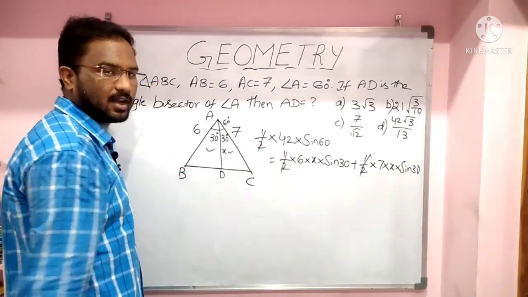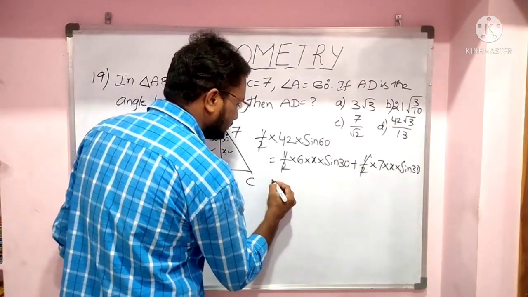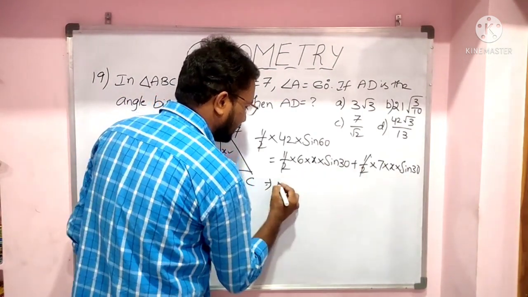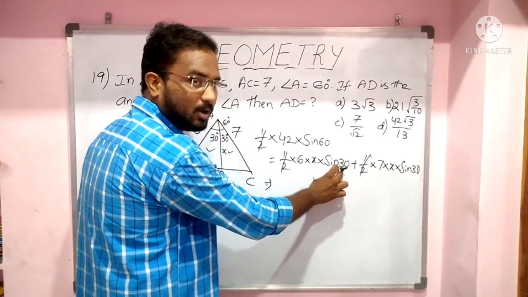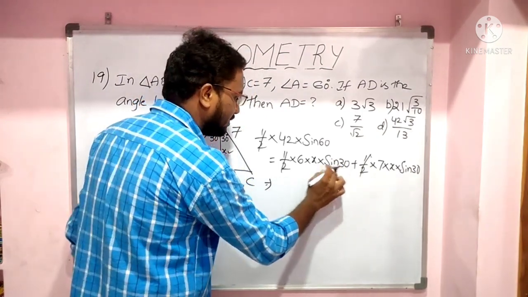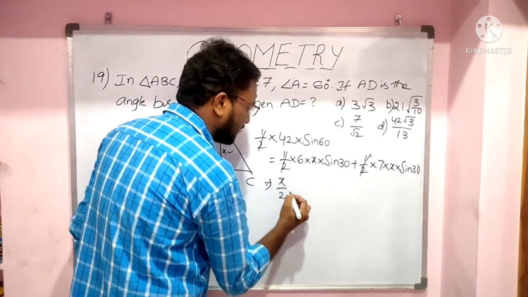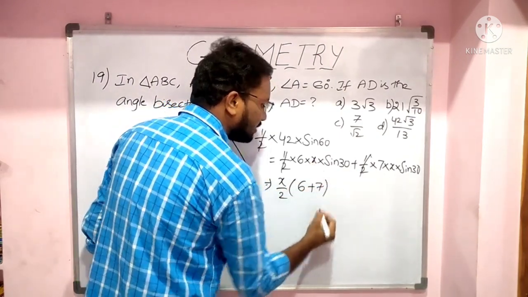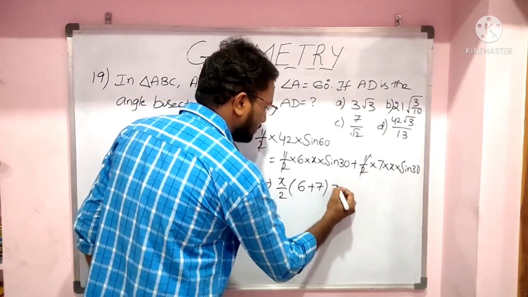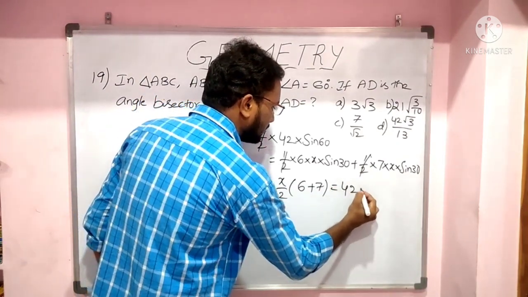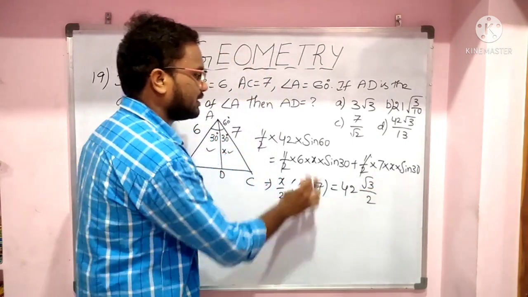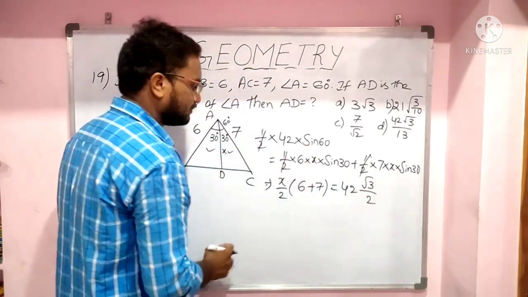Half cancels. So from this, if you take x into sine theta, sine 30 means 1 by 2. Sine 30 value is 1 by 2. So I will take x by 2 as common. X by 2 into, this is 6 plus this is 7, equal to 42 into sine 60, whose value is root 3 by 2.